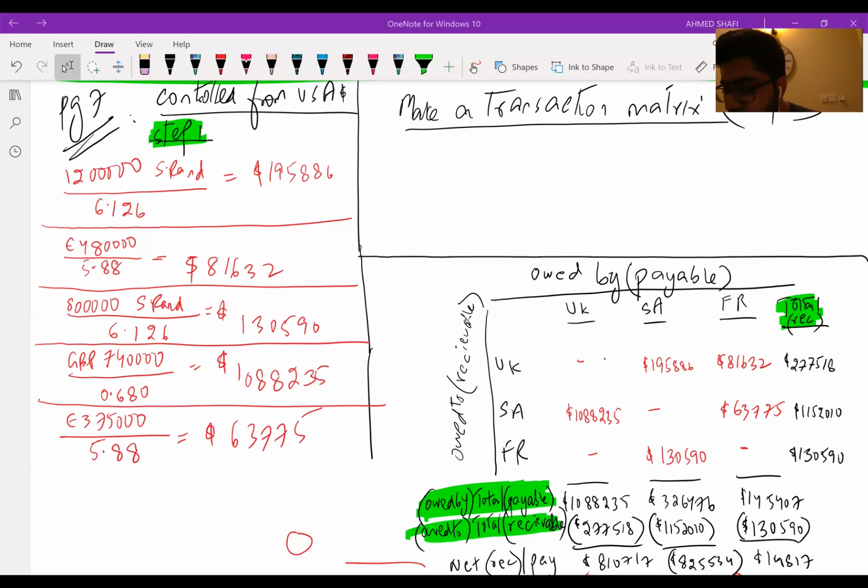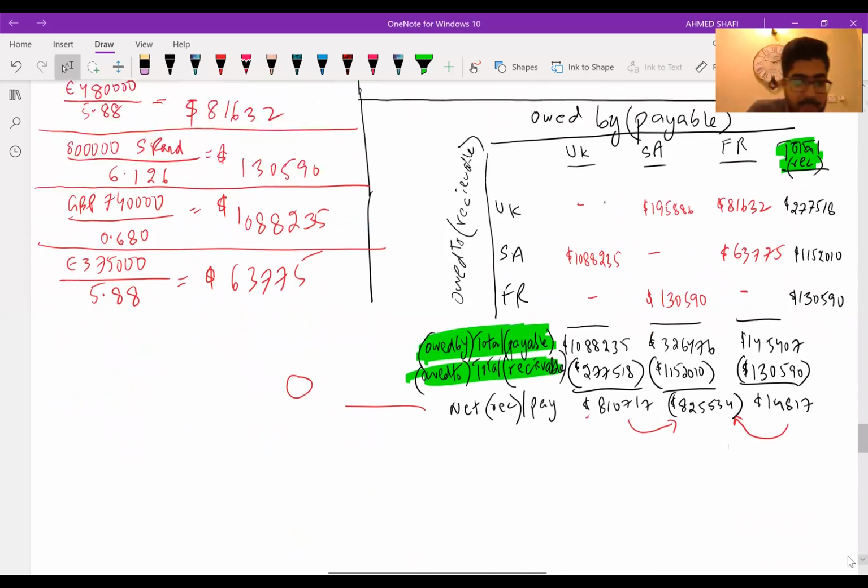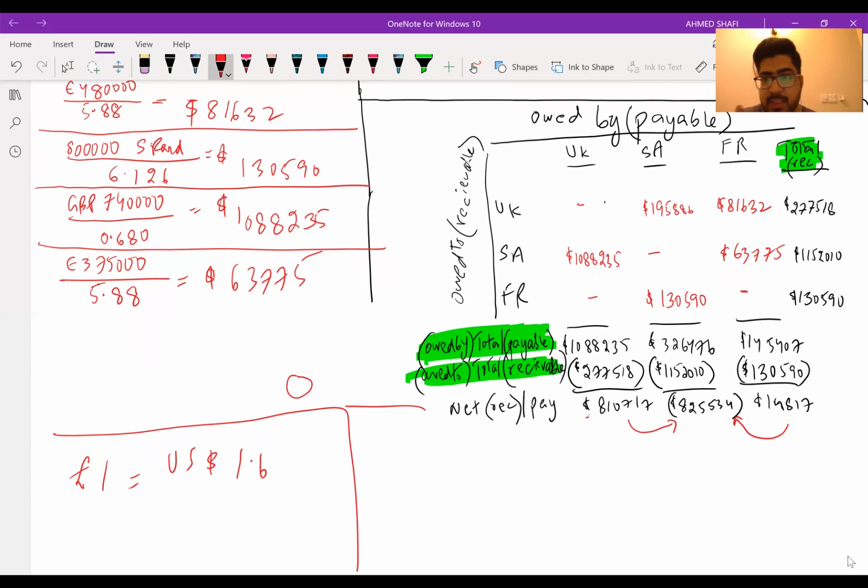Mid-rate exchange rates in 2 months are expected to be as follows. Pound 1 is equal to US dollar 1.6. Remember, 1 always means denominator. Pound 1 is equal to 1.6 US dollars. 1 is always in the denominator, so it should be read as US dollar 1.6 per pound.